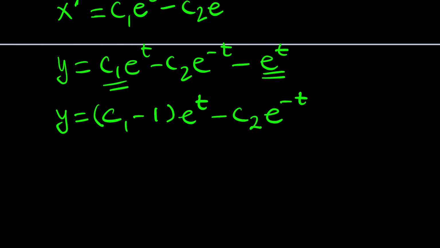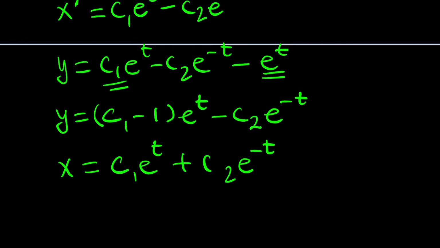If you remember, x also contains c1 and c2, which I'm going to write the solution for right now. So x was c1 e to the t plus c2 e to the power negative t. So they kind of depend on each other. If you change the value of c1 into something else, or c1 minus 1, then you also have to make sure that you change the second equation. But I think this is going to be good as is.